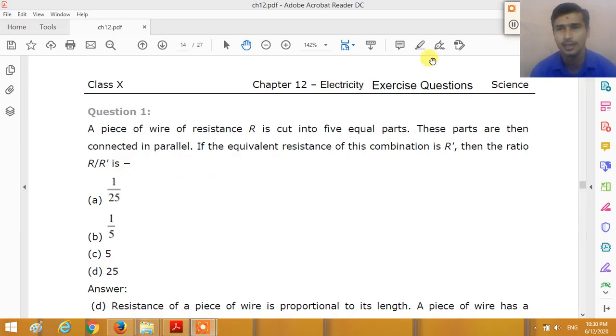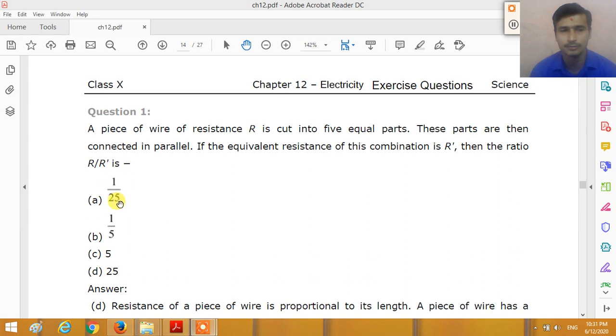blank, right? So here one conducting wire has a resistance R ohm, right? We divide this conductor into the 5 equal parts, and then all the 5 parts are connected in a parallel combination. The equivalent resistance is R dash. So what is the ratio of R to R dash we need to calculate? Here the options are given to you.